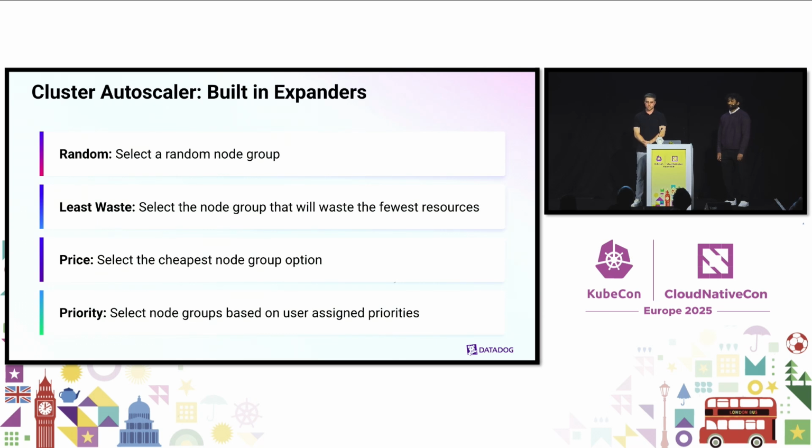Within the cluster autoscaler, there are a few built-in expanders. The most simple one is random, which will just select a random node group. Another option is the least waste expander, which will select the node group that will waste the fewest amount of resources when fitting those pods.